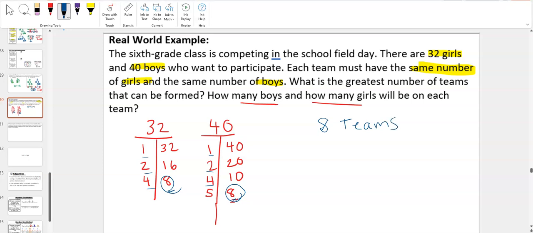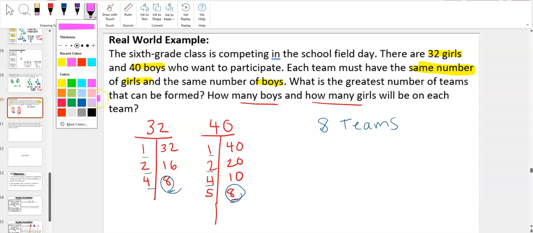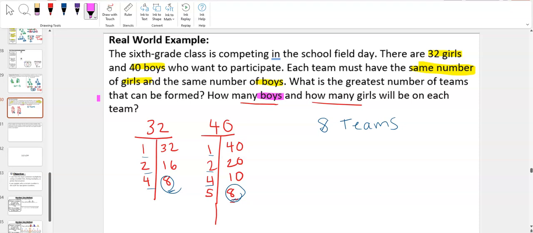Now I have to figure out how many boys and how many girls are going to be on this team. Well, the number of boys, if you remember, 40 was boys here. So I'm going to look at my T-chart and look at the factor pair that goes with 8. That's going to tell me how many boys are on each team. So 5 boys on each team.